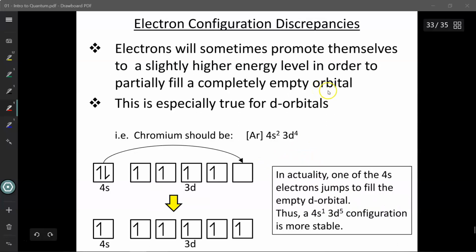So let's take a look at one such exception to the rule. If you use the Aufbau principle to predict the electron configuration for chromium, you would predict argon, 4s2, 3d4. Unfortunately, experimental data shows us that chromium's electron configuration in its ground state should be 4s1 and 3d5. To account for this, it is suggested that electrons will sometimes promote themselves to a slightly higher energy level in order to partially fill a completely empty orbital. This is especially true for d orbitals.